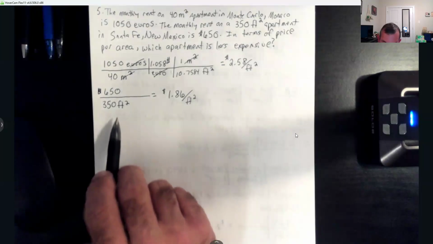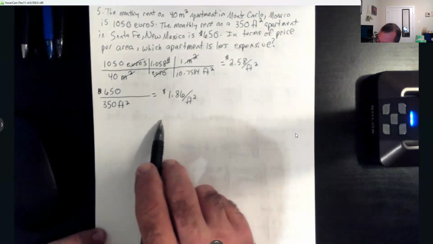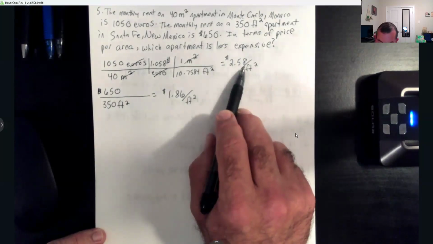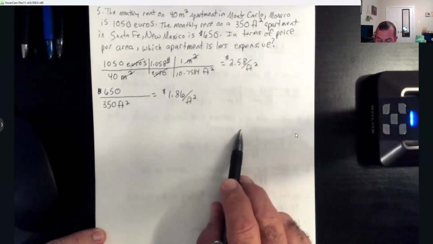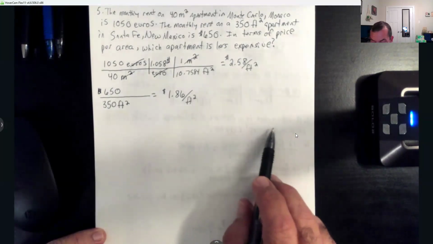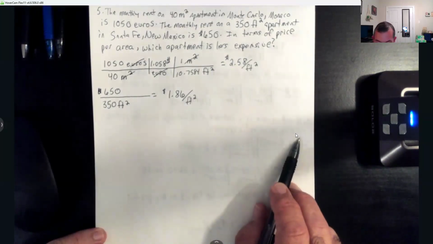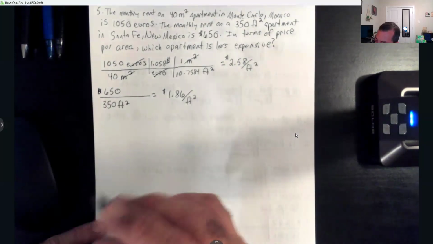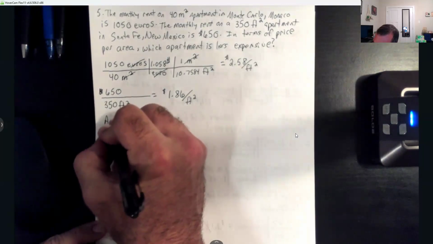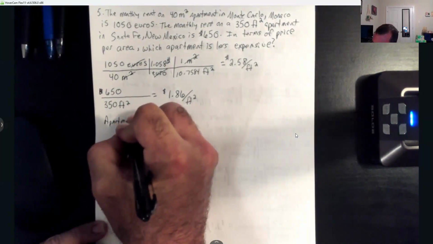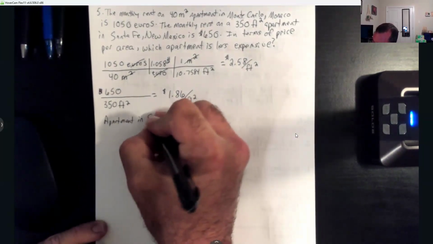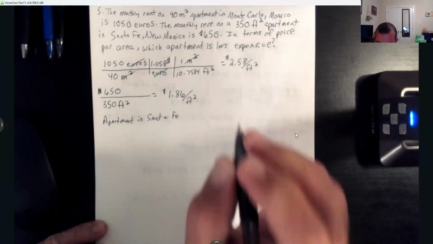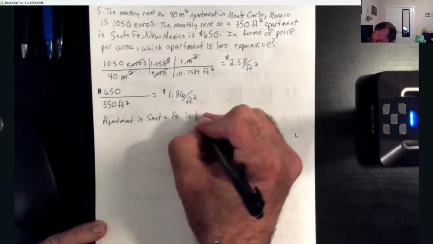So you'll put in, it'll say the Monte Carlo apartment costs blank per square foot, which will be my 2.58. And the Santa Fe apartment costs 1.86 per square foot. Therefore, the apartment in Santa Fe is less expensive.